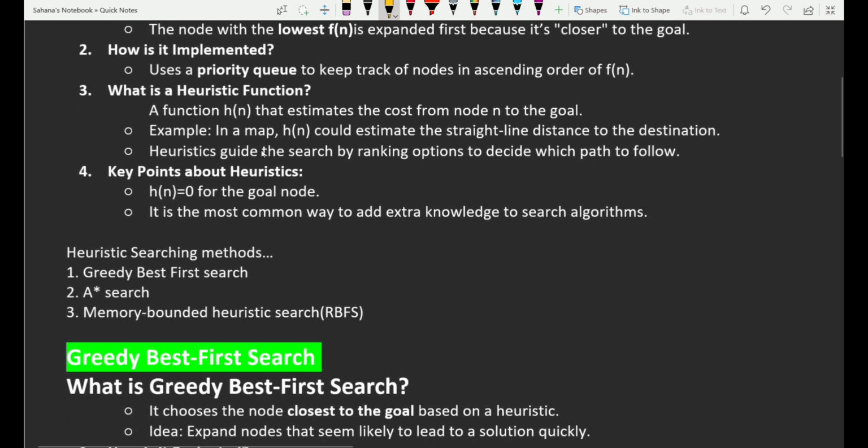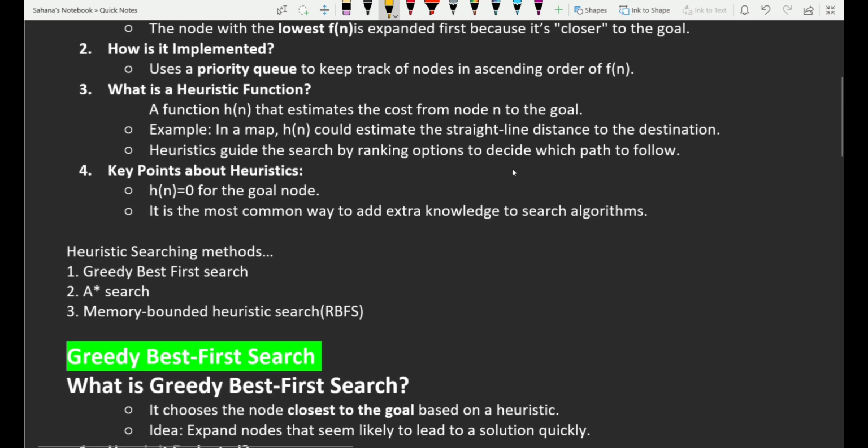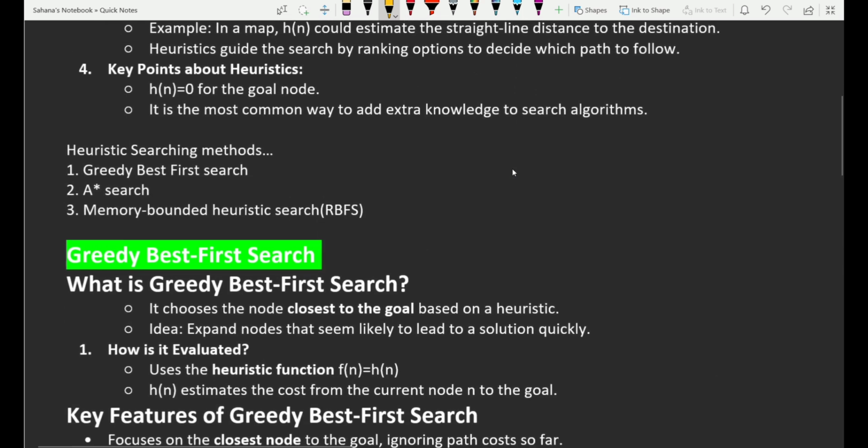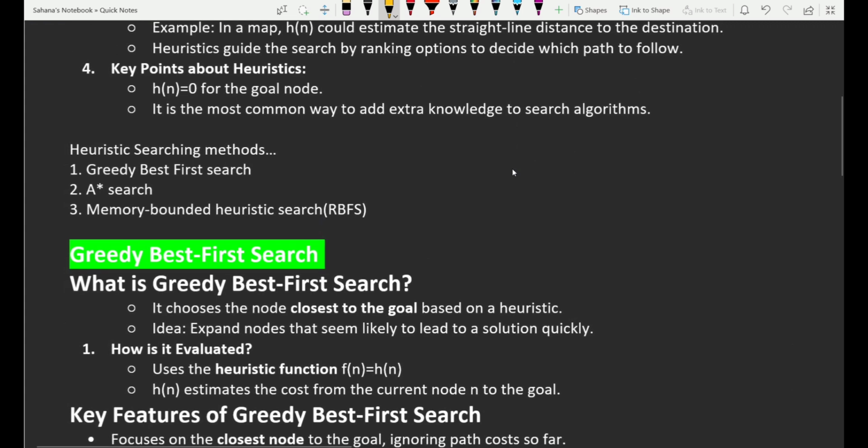For example, in a map, h of n could estimate the straight line distance to a destination. A heuristic guides the search by ranking options to decide which path to follow. These are the key points about heuristics: at the goal node, the heuristic value will be 0. It is the most common way to add extra knowledge to a search algorithm. In heuristic searching methods, there are 3: greedy best first search, A star search, and memory bounded heuristic search.